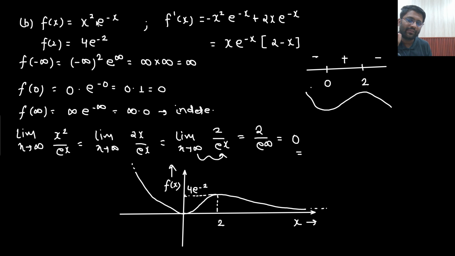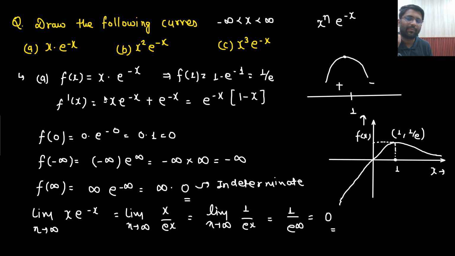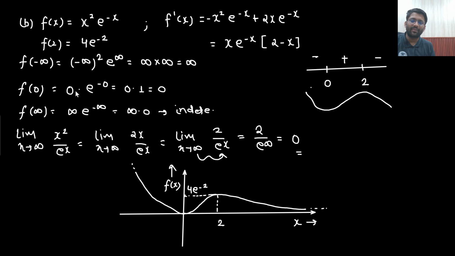Here it may start from plus infinity if the power is even. If the power is odd, then it will start from minus infinity, which is pretty obvious, because here you put minus infinity, this will become e to the power infinity, and minus infinity multiplied with infinity will become minus infinity. Here you put minus infinity, what will it become? Plus infinity. Plus infinity multiplied with plus infinity will become plus infinity. So it is starting from plus infinity.